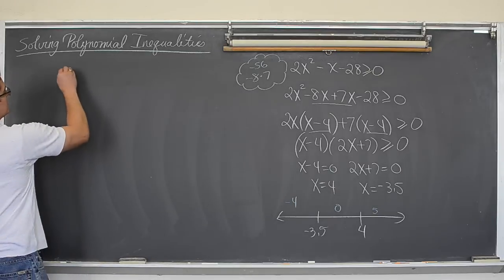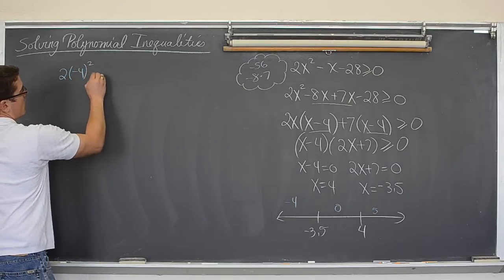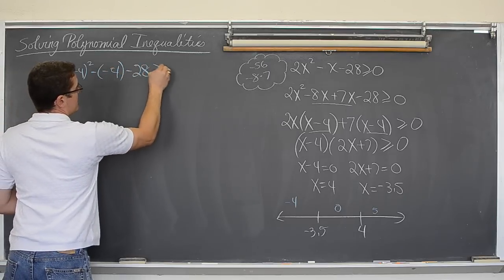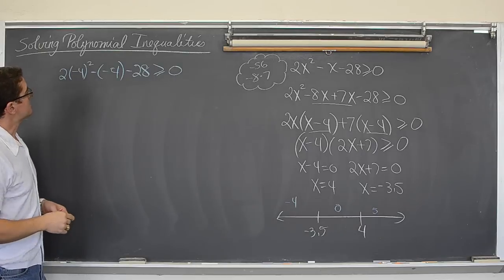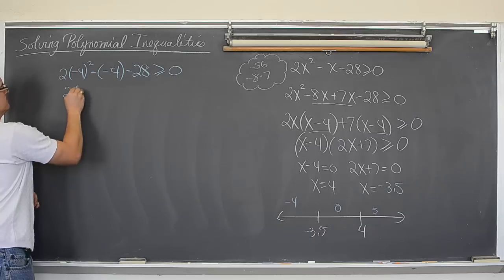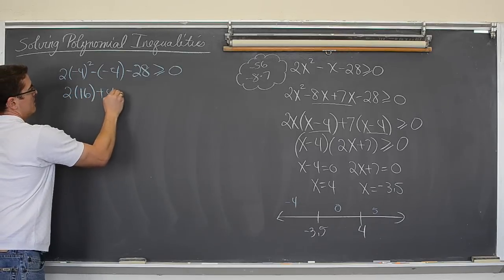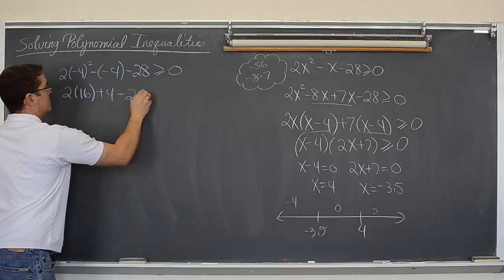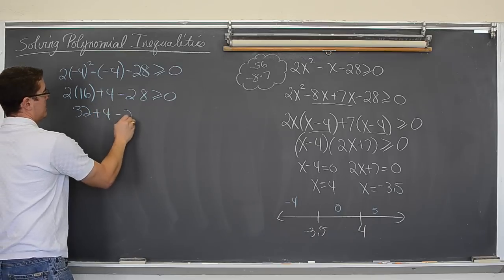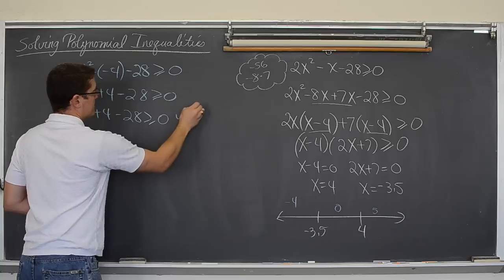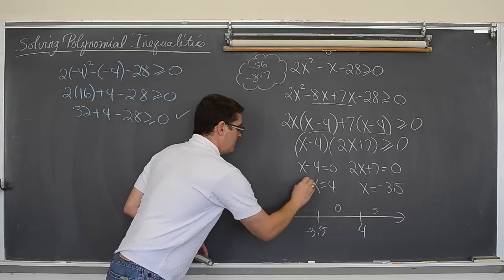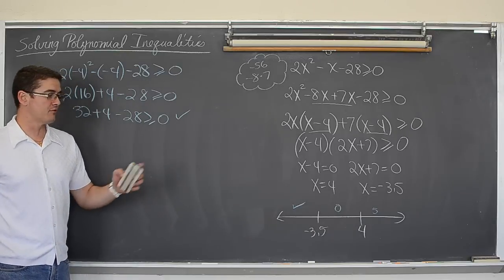So we're going to have 2 times negative 4 squared minus negative 4 minus 28, and we're going to make sure that that's greater than or equal to 0. So that's going to be 2 times 16 plus 4 minus 28 is greater than or equal to 0. Well, that's 32 plus 4 minus 28, and I do believe that that's going to work. So negative 4 in this section of the number line works, so that interval is okay.